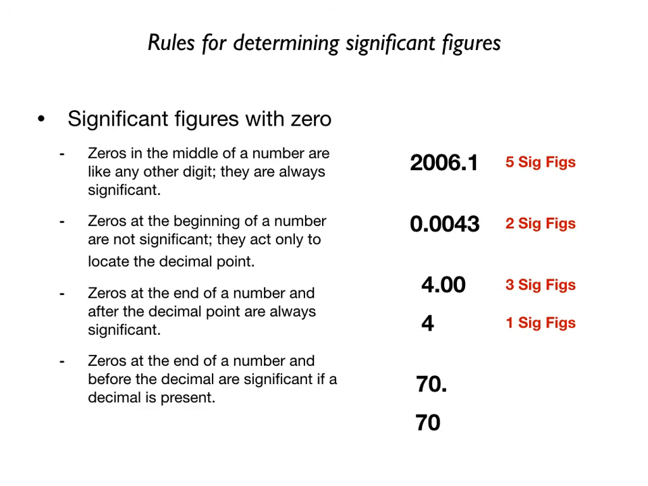And finally, take the difference between 70 decimal point and 70. That decimal point after the 0 in the first 70 is telling you that that 0 is significant. So that could be 69, it could be 71, whereas in the second case without the decimal point, that might be 60 or that might be 80. Two very different measurements. So we have 2 sig figs versus 1 sig fig.